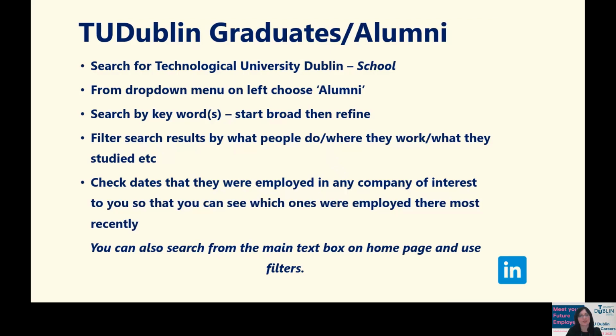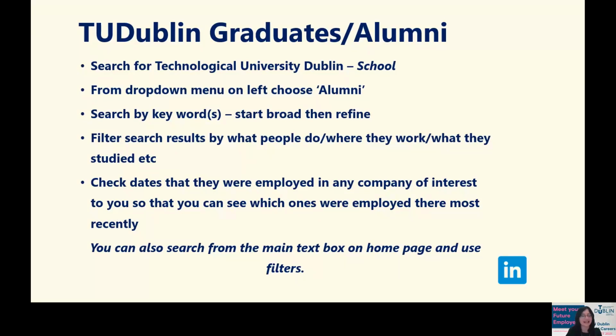So the graduates function, you'll be searching for Technological University of Dublin. And actually it should say a company, not school. So I still have school there, but they've changed that. It's going to be company. From the drop-down menu on the left, you're going to choose alumni, and then you can start searching by keywords. We always say start broadly and then refine.